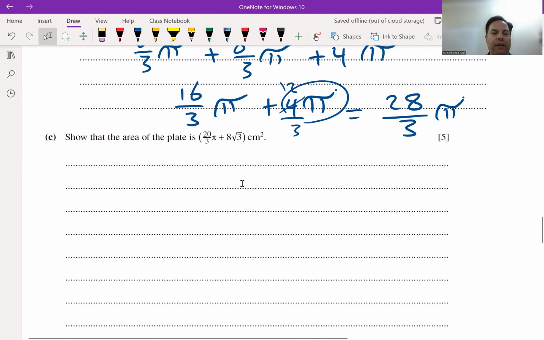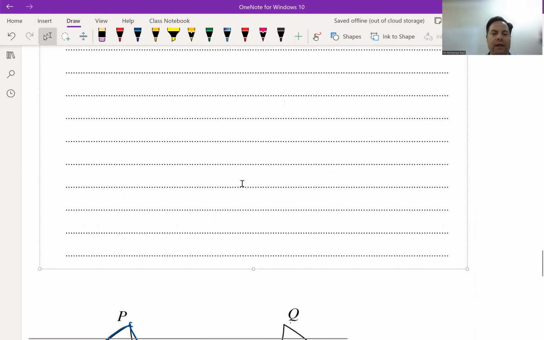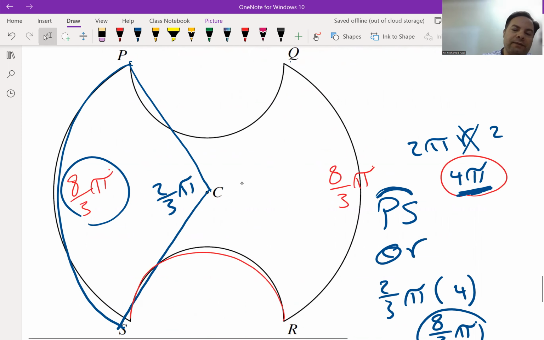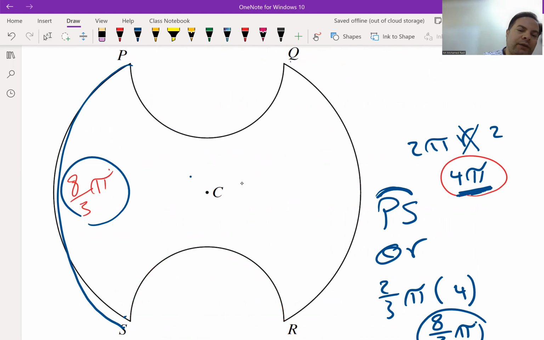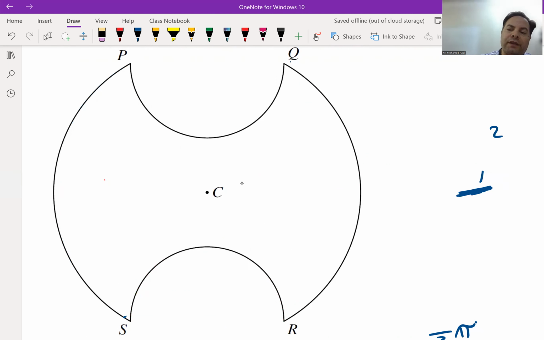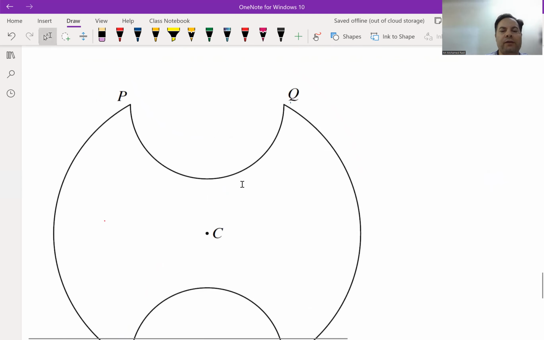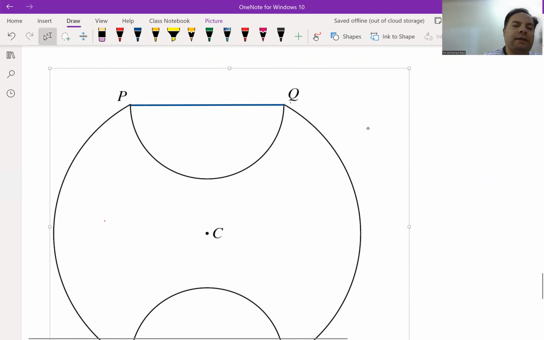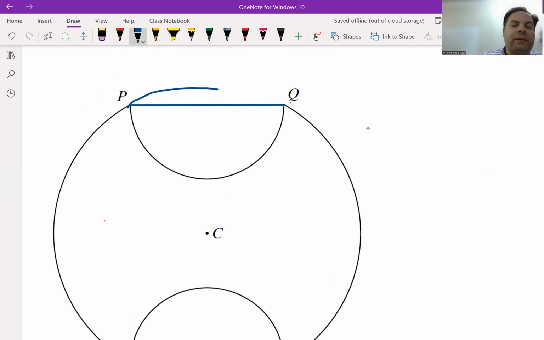Show that the area of the plate is... How to find the area of the plate. Remove this part. Now we'll discuss how to find the area. It's clear, it's a big circle and its radius is 4. But first we cut a part which represents a segment. If we join PQ like this, we remove a segment.